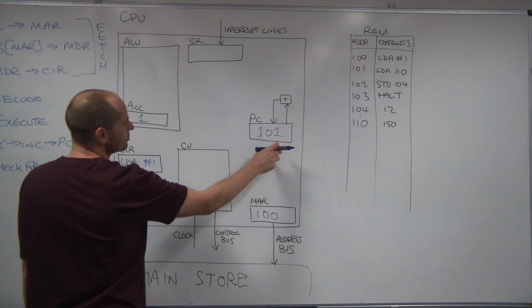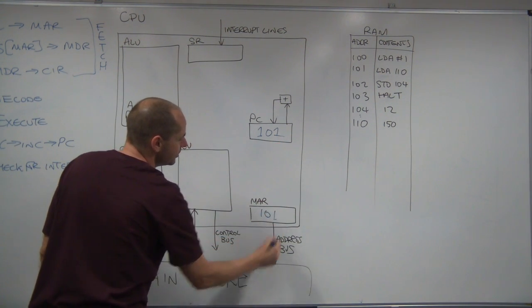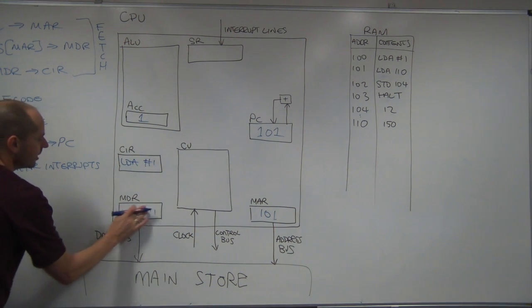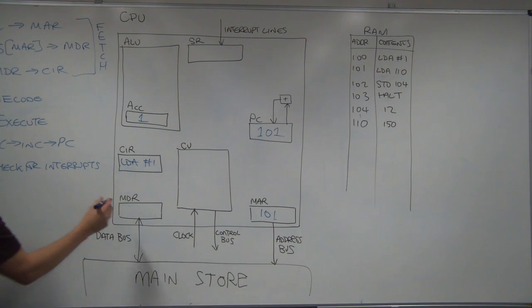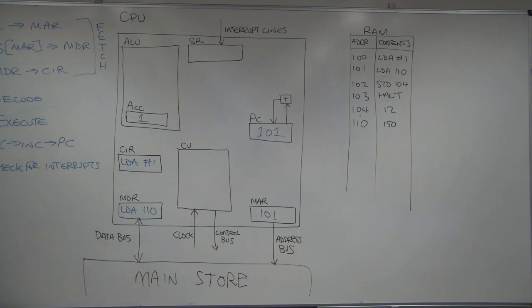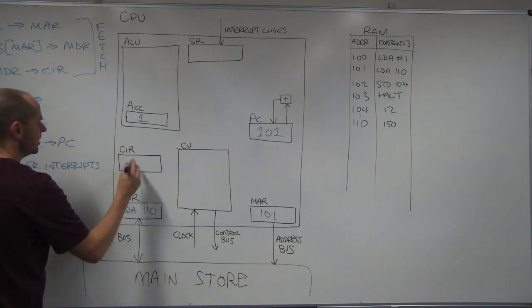We want to get the next instruction. The program counter says where it is. We copy that value to the memory address register. We then issue a read instruction. So we read a value and it arrives at the MDR. In this case, it's LDA110. We assume it's an instruction, so we copy it to the current instruction register.